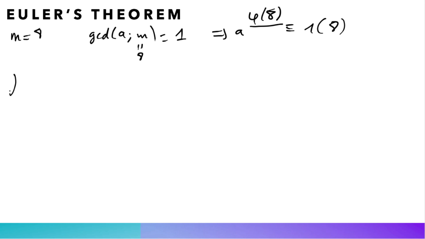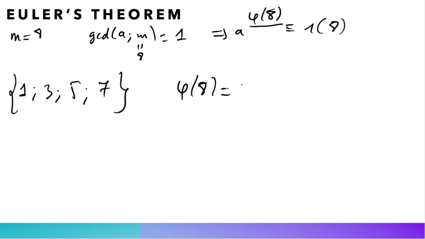The set of numbers co-prime to 8 is: 1, 2 is not co-prime with 8, we have 3, 4 is not co-prime, we have 5, 6 is not co-prime with 8, we have 7, and that's all. So actually here, we see that phi of 8 is equal to 4, which means that a to the power 4 will always be congruent to 1 modulo 8, for of course all the a's which are co-prime with 8.